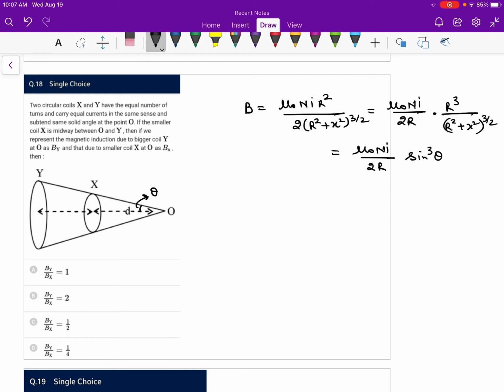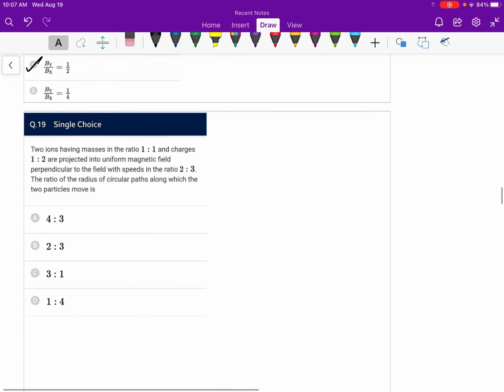r upon (r square plus x square) to the power 1/2 is sine theta, and theta is this angle subtended at O. So magnetic field is proportional to 1 upon r, because theta, number of turns and current are the same. So By upon Bx: the radius of Y is double that of A, so By upon Bx is 1 by 2, since B goes as 1 upon r. So C is the correct option.